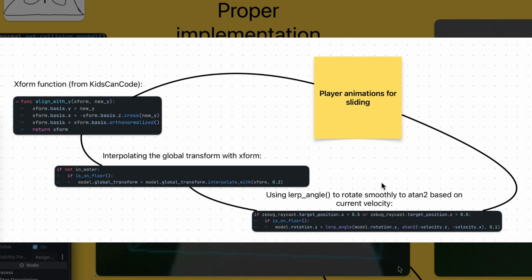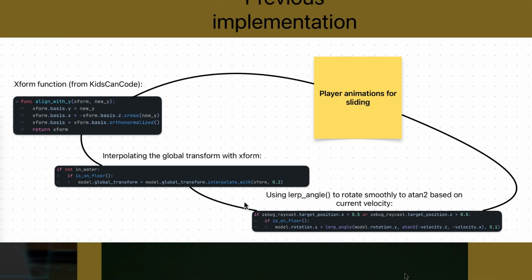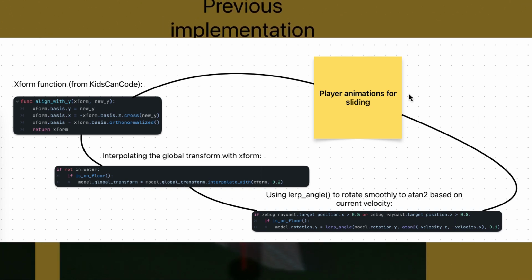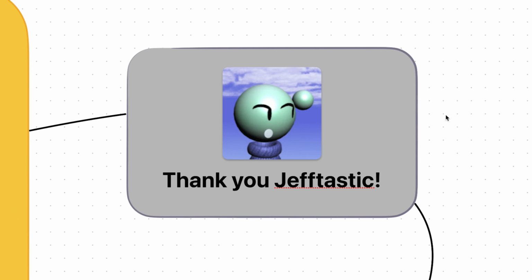Lastly, if the player does not press any movement keys while on a slope, then by taking the atan2 of the player's x and z velocity, we can lerp the y rotation of the model to face in the direction of the player's velocity, creating a convincing slide for the player. I'd also like to give thanks to Jefftastic for providing help on figuring out how to implement the sliding physics.